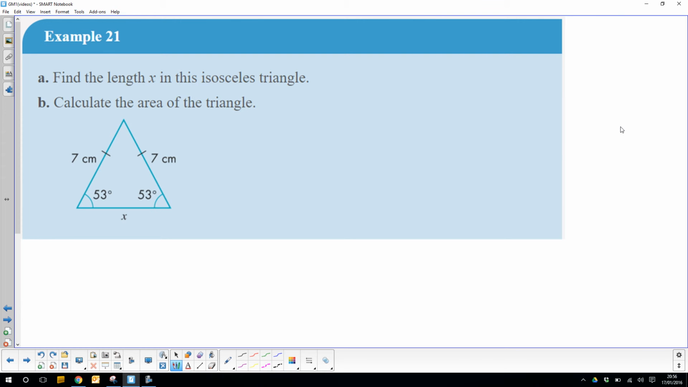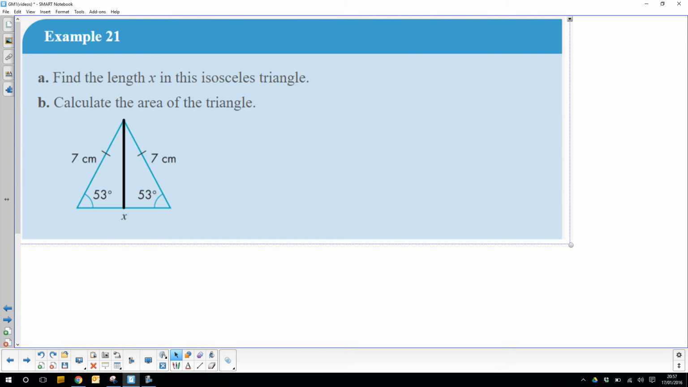Well, the same thing obviously applies with trigonometry. In this question we're given the two similar sides, but we're not given the third side of the isosceles triangle, and we're asked to find the length x, which is the length on the bottom there. So we're going to imagine that this triangle is split. We don't have to imagine it, it is split down the middle there, like so.